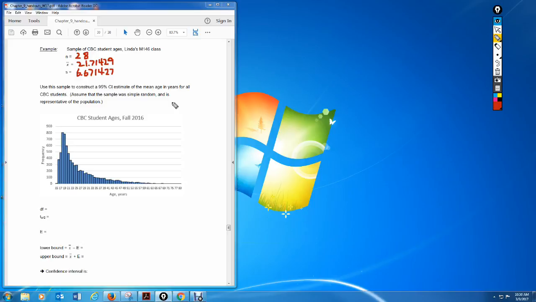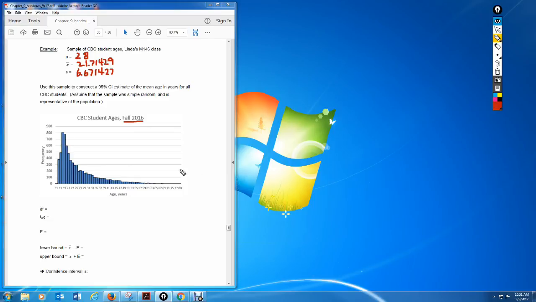And as always, we're assuming that this was a simple random sample, which it wasn't, and that it is representative of the population, which it might not be. But we're going to make those assumptions anyway. Okay? So here is a histogram of the population data because, again, I get this data from the administration. So as of fall 2016, these are all of the CBC student ages.